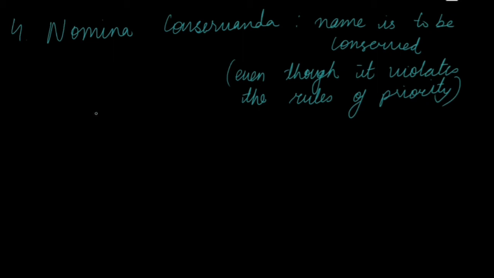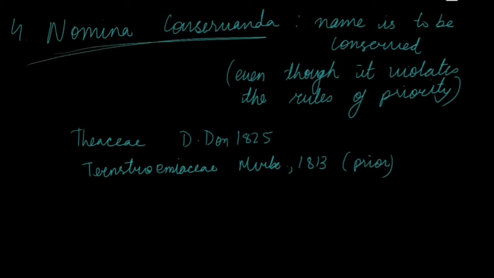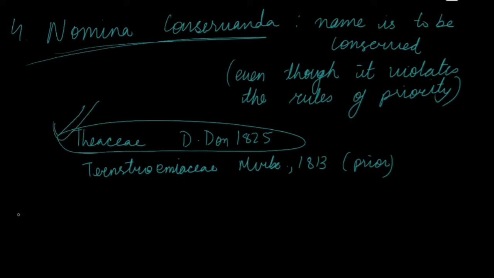So here's one example, like this TAC, it's the T family. TAC was given by Didon in 1825. Although the family Turnstromyces was given by Murby in 1813, even though this one is prior, because of nomina conservanda, TAC has been selected as the correct family name and not Turnstromyces.